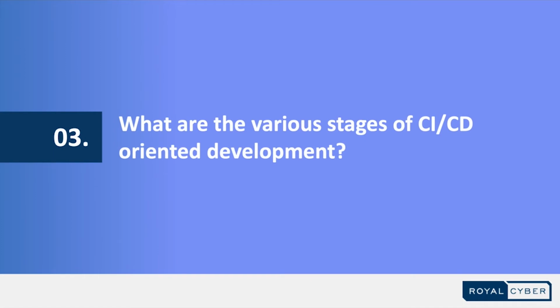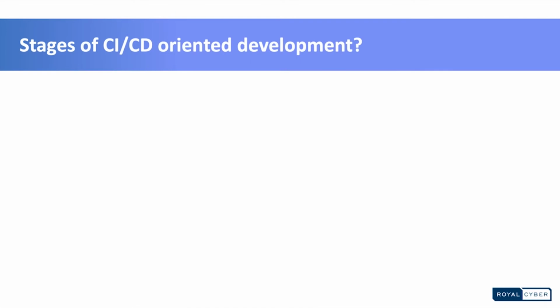Next is, what are the various stages of CI/CD oriented development? We have covered, and we will be talking about 7 different stages. But keep in mind that these stages can be a lot more than 7 and a lot less than 7, depending on project need.